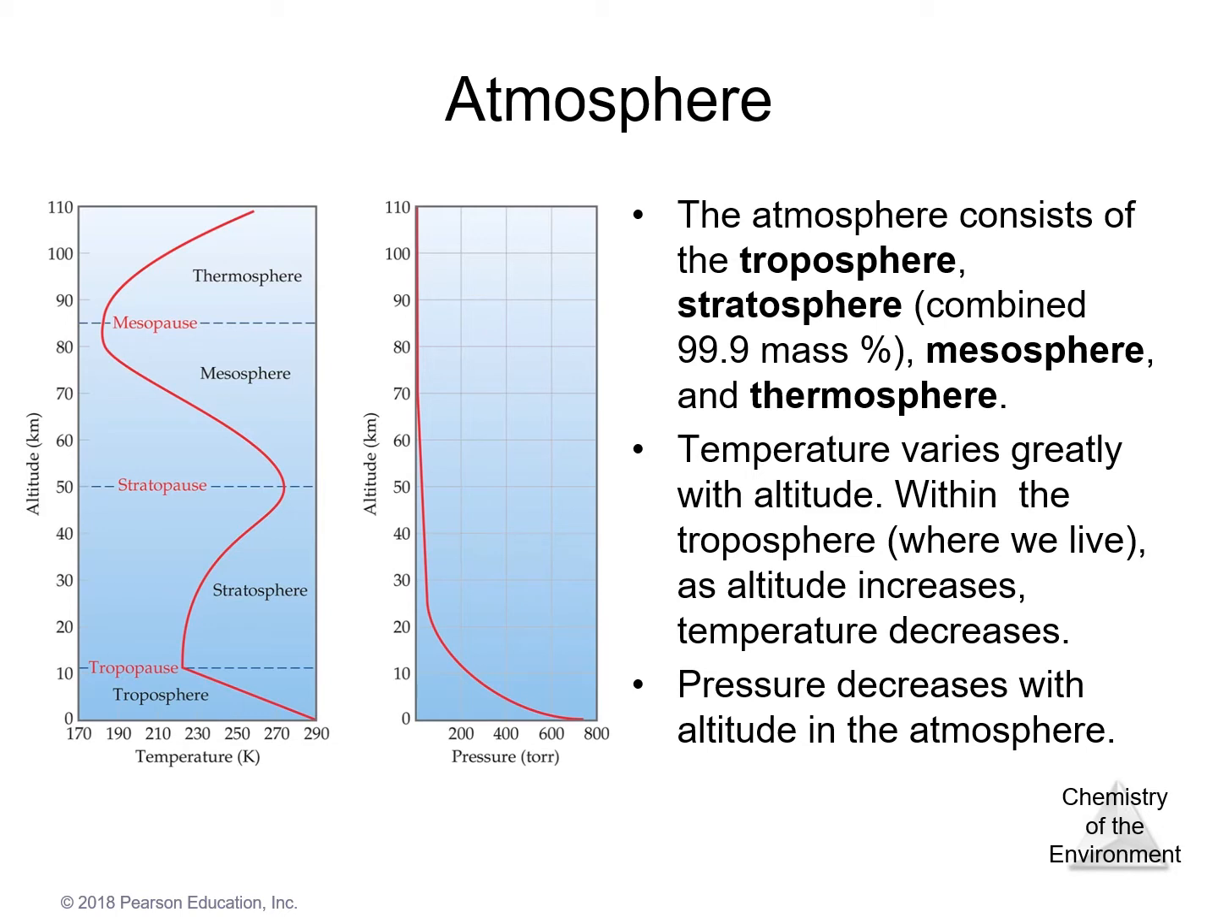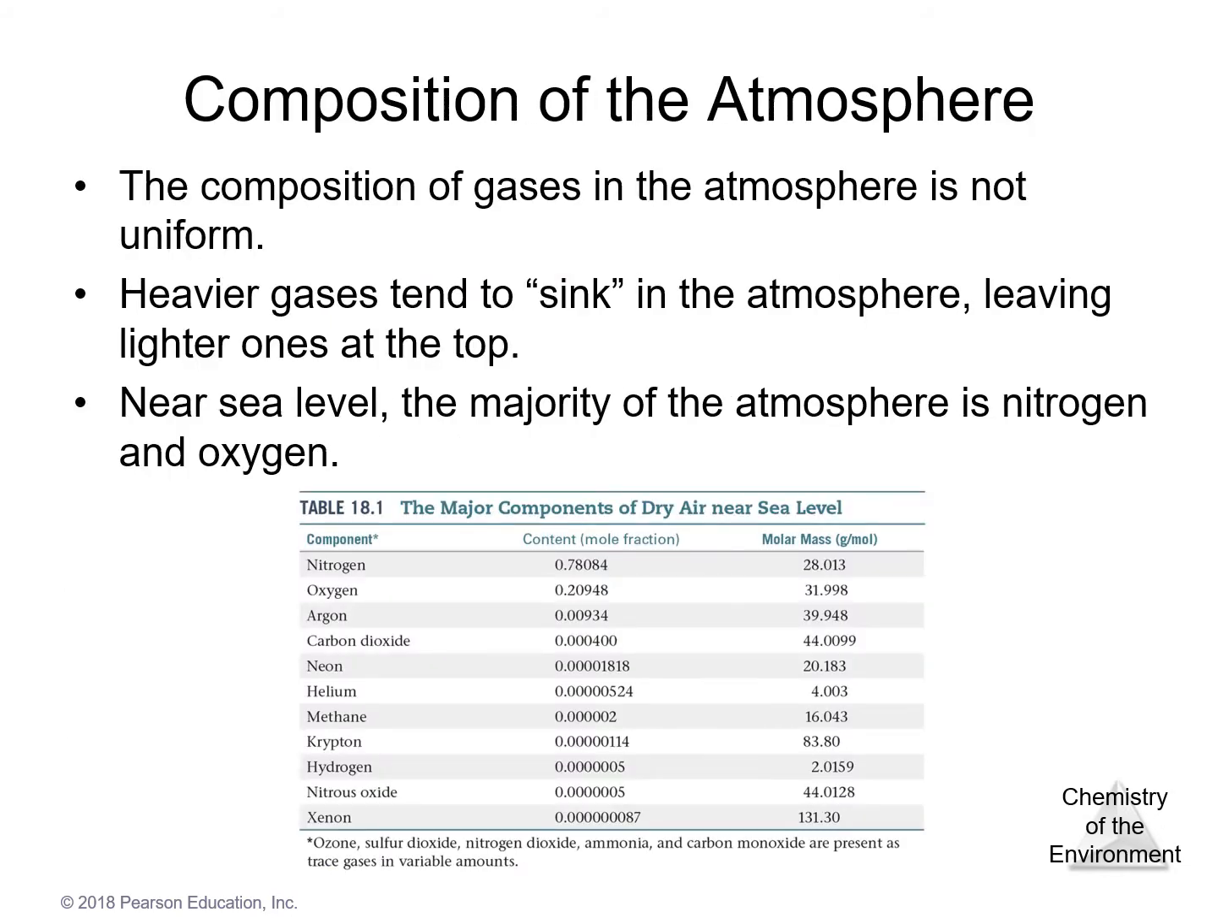Now, the temperature does vary greatly with altitude within the troposphere, and that's where we live. And as altitude increases, pressure decreases. Pressure decreases with altitude in the atmosphere. Now, the composition of the atmosphere, all of the gases, they are not uniform. Heavier gases tend to sink in the atmosphere, leaving lighter ones to come to the top.